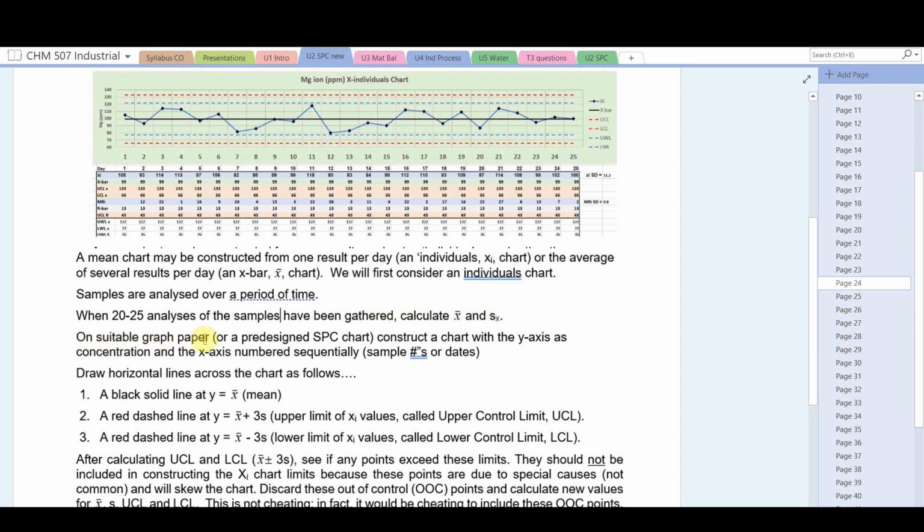On suitable graph paper, such as Excel, or at work we used to use pre-designed SPC charts, you construct a chart with the y-axis as concentration and x-axis numbered sequentially. These are the sample numbers or dates. We draw horizontal lines across the chart as follows. The black solid line at y equals x bar, or the mean. That's the center line, x bar. A red dashed line at y equals x bar plus 3 standard deviations. Here it is up here.